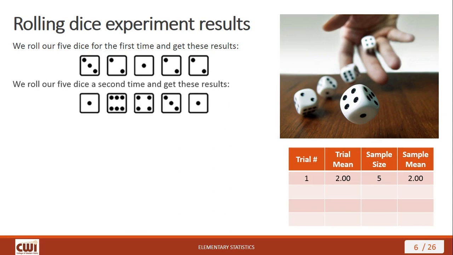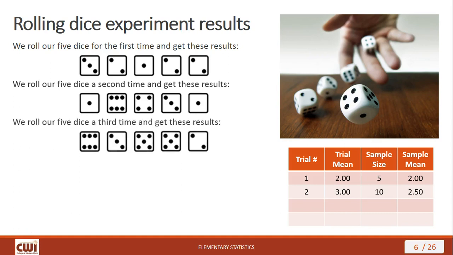So now we're going to roll the dice a second time, and we get these results: a 1, a 6, a 4, a 3, and a 1. So for the second trial, the mean value of these numbers is 3. But when we add it together with the 5 dice that we rolled the first time, our sample size is now 10. And if we take the mean value of all the numbers that we have, the sample mean is now 2.5.